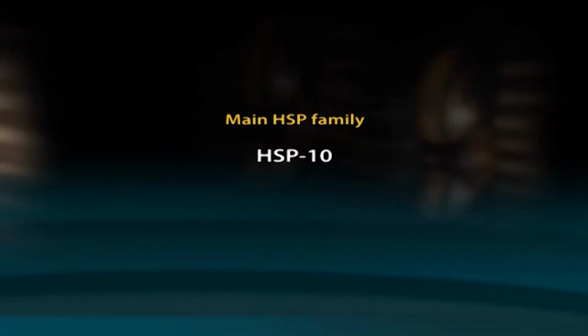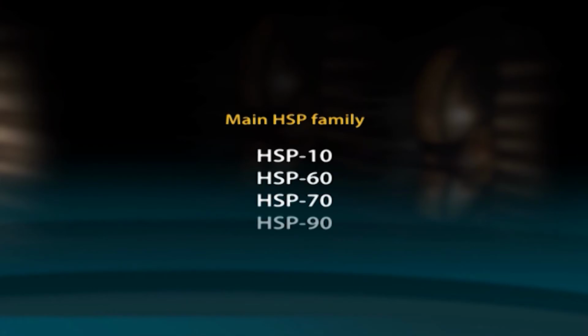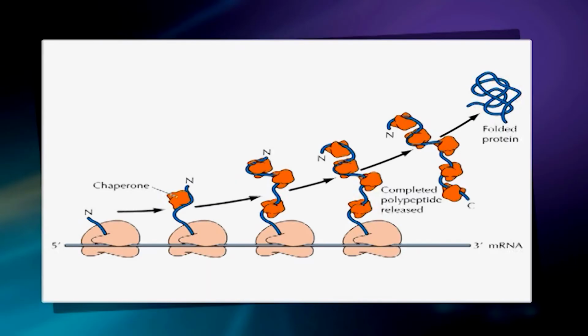HSPs are classified into various families based on their molecular weight. The main HSP family proteins are HSP10, HSP60, HSP70 and HSP90. In these families, HSP60, also called chaperonin, is a well-studied chaperone. In this figure, we can see the action of chaperones during translation.